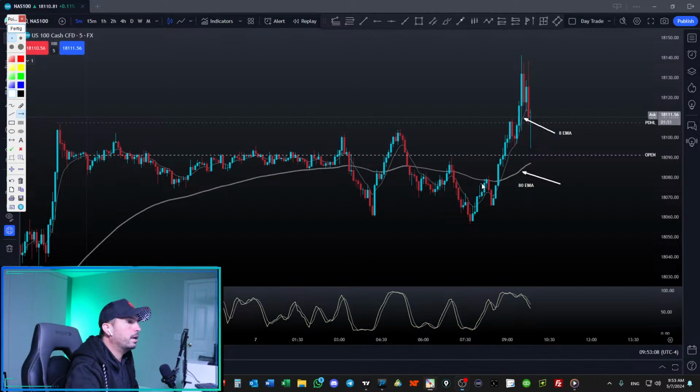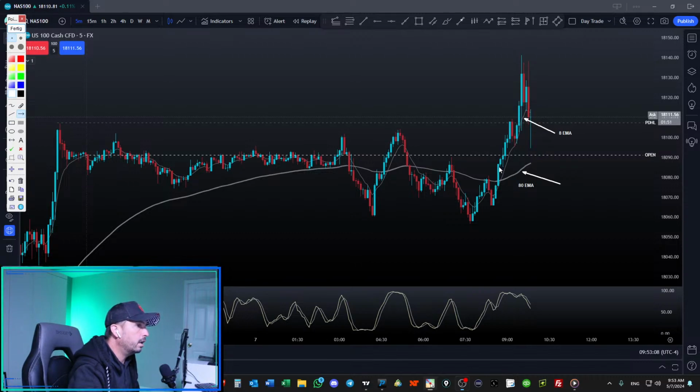What we want is, if the price is above the 80 EMA, we're only looking for buys. If the price is below the 80, we're only looking for sells. Basically, that's the first filter. And so once the price is above the 80 EMA, we're only looking for buys. And the entry will be based on the 8 EMA.